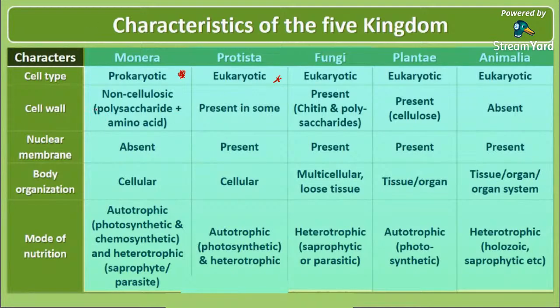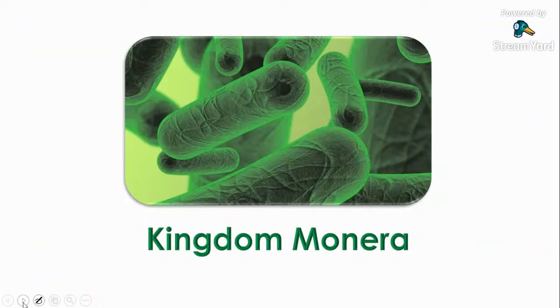Cell wall. Next, if we talk about the cell wall, in case of Monera it is non-cellulosic. All those compositions we will learn in detail. All these topics we will learn in detail in the different kingdoms of Monera, Protista, Fungi, Plantae, and Animalia. Yes, everyone. So right now let's move on with kingdom Monera. Everyone, ready for that? Let's move on with kingdom Monera.